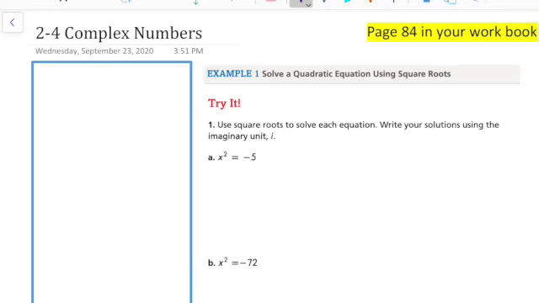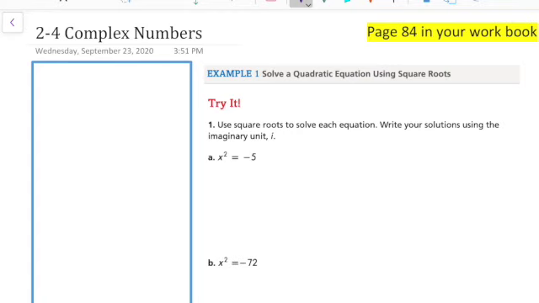2-4, complex numbers. So we are still talking about quadratic functions, but we're putting a little pause on the normal that we have been talking about, and instead we're going to talk about some complex numbers, which means that there are such things as imaginary numbers. So far in your math career, you probably have not seen an imaginary number, but they do exist.